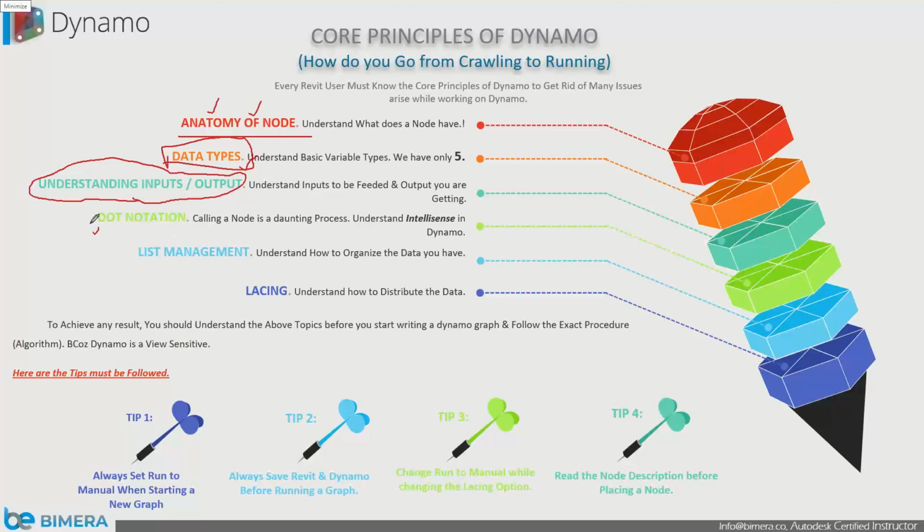Then there is a very powerful thing, dot notation. If you understand this, you can call any kind of script. You can write any kind of your own code. That's what is called dot notation. When it comes to list management, generally what happens, you have to play with, let me clear these drawings. Okay, while you're playing with this, there are some sort of notes.